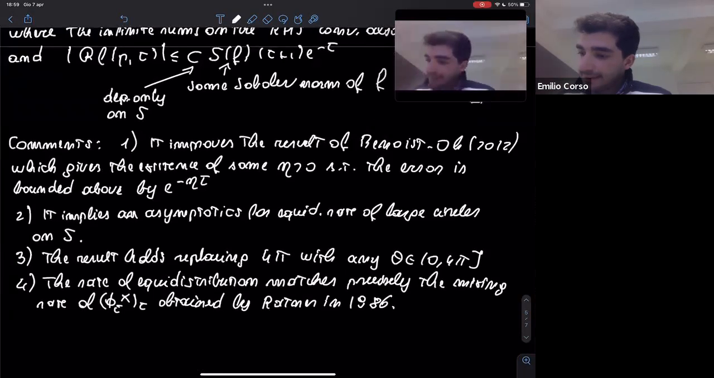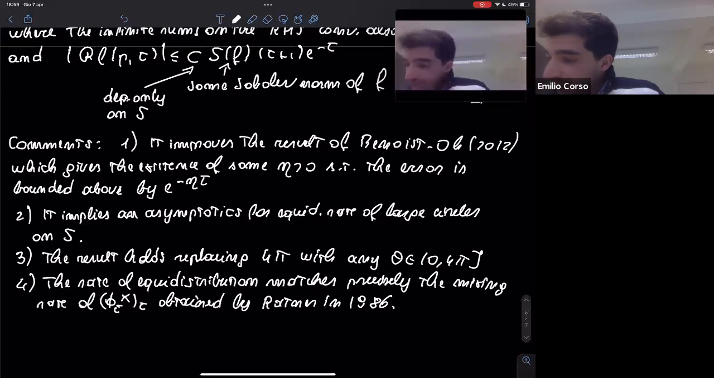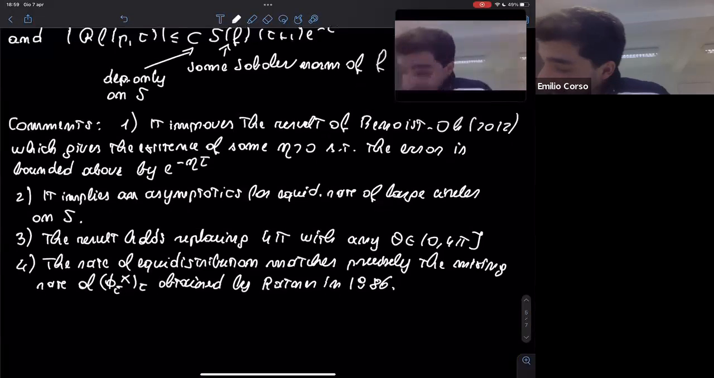But since this is not only a dynamics, but also a number theory seminar, so far I've essentially dealt with dynamics. Let me mention an application of this result, a classical application, which is number theoretical in nature.